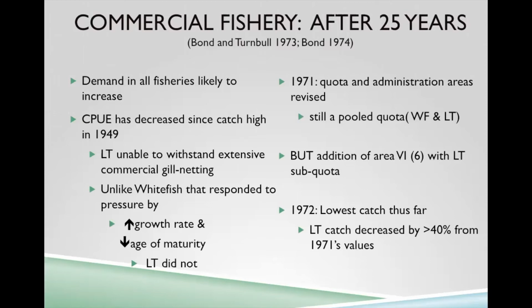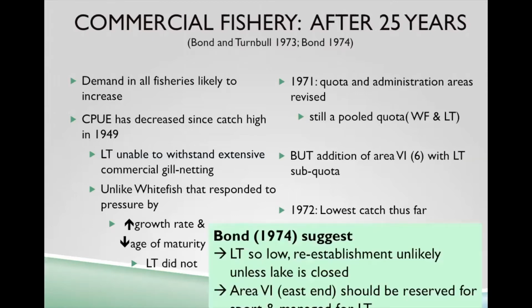In 1971, the quota and administration areas were revised, although still a pooled quota for whitefish and lake trout, but in addition to Area 6, with a lake trout subquota, which, after it is hit, commercial fishing in the area must stop. In 1972, the lowest catches were seen thus far for lake trout, decreased by 40% from 1971 values. Following this, Bond in 1974 suggested that lake trout are so low, reestablishment is unlikely without lake closure, and Area 6, East End, should be reserved for sport and managed for lake trout.